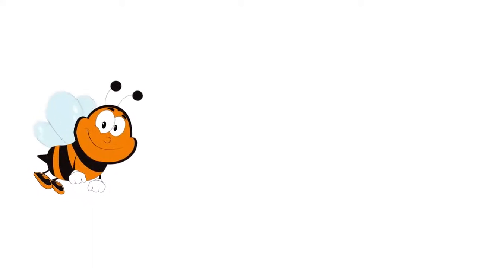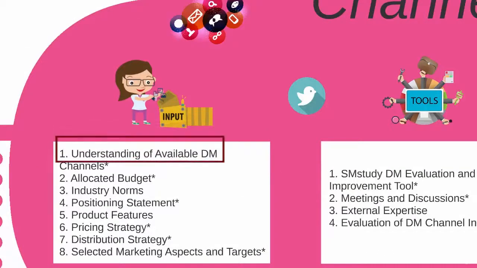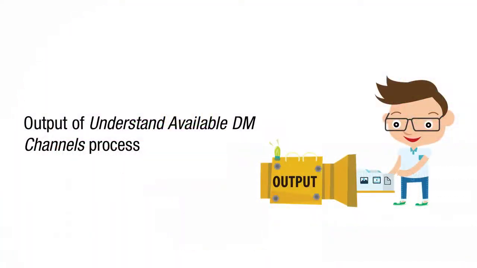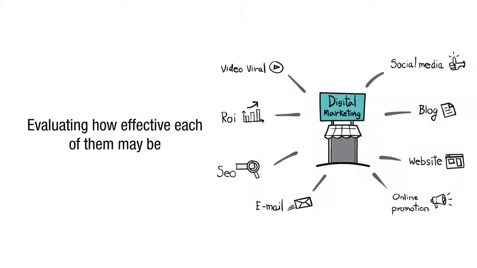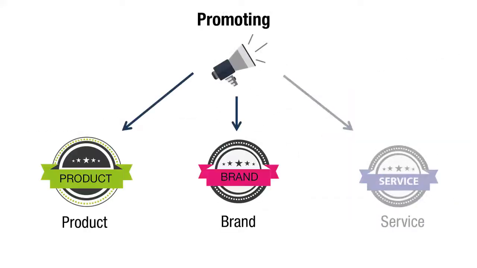Hello! In this module, we'll discuss the inputs of the Evaluate DM Channels process. An understanding of available DM channels is the first input we'll discuss. This is an output of the Understand Available DM Channels process. Having an in-depth understanding of the various digital marketing channels is essential to evaluating how effective each of them may be in promoting a company's product, brand, or service.